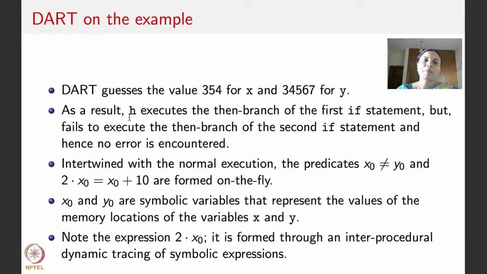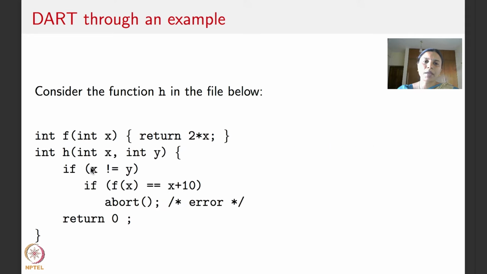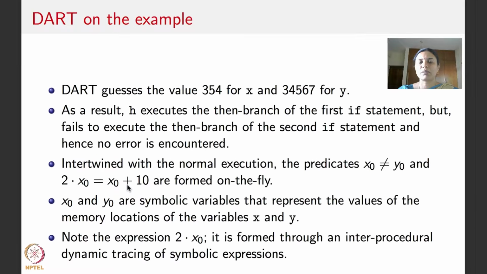Now what will happen then in this code? It will obviously pass the first if statement because X is not equal to Y. It will fail the second if statement because 2X is not equal to Y plus 10. So Dart will say that the first if statement is passed, the then branch of the second if statement was not taken, so the error is not encountered. This is a normal execution. Intertwined with normal execution, Dart also does extra bookkeeping. One of the bookkeeping it does is to collect the predicates that evaluated to true and the predicates that evaluated to false. For this randomly generated test input, the first predicate X not equal to Y evaluated to true.